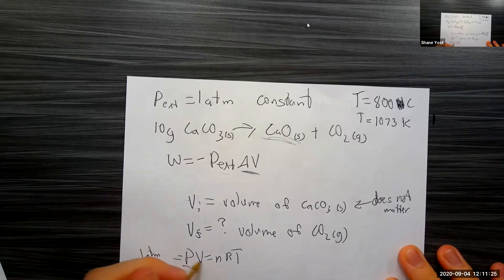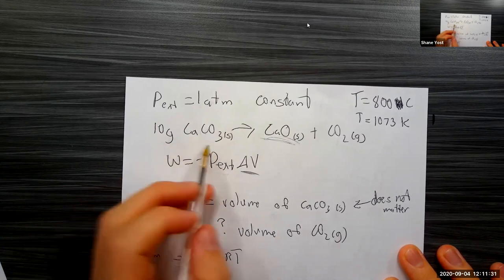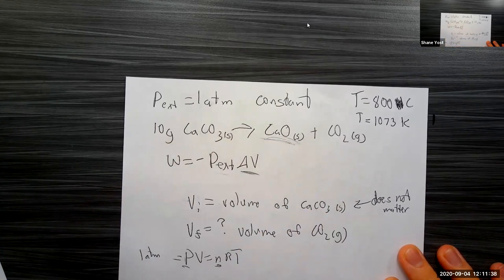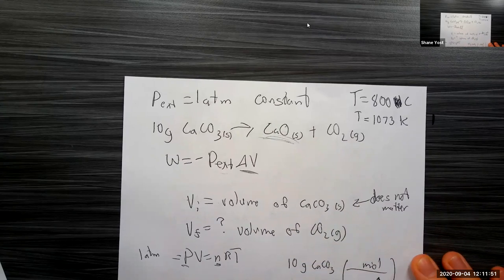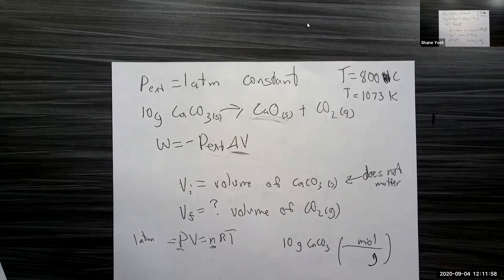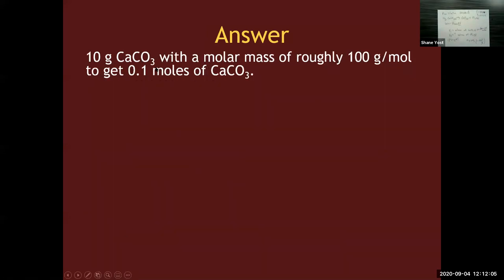So the pressure of my gas is 1 atmosphere. The main thing I need is the number of moles, which I can get from the molar mass, or molecular weight, of calcium carbonate, and then just a 1-to-1 molar ratio based off my balanced chemical reaction. So I have 10 grams of CaCO3, and I divide that by its molar mass. I don't know that off the top of my head, but I had it on the slide, so I'm going to grab it. Basically 100 grams per mole. Thank you. So roughly 100 grams per mole.